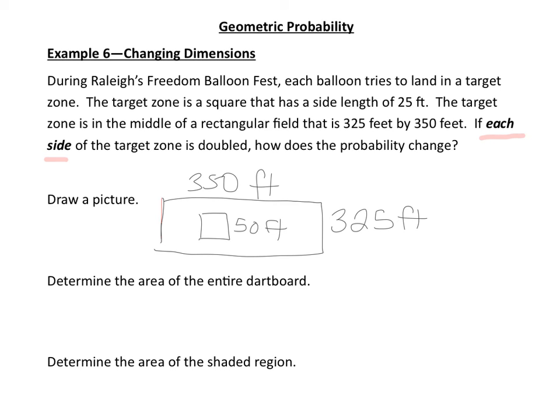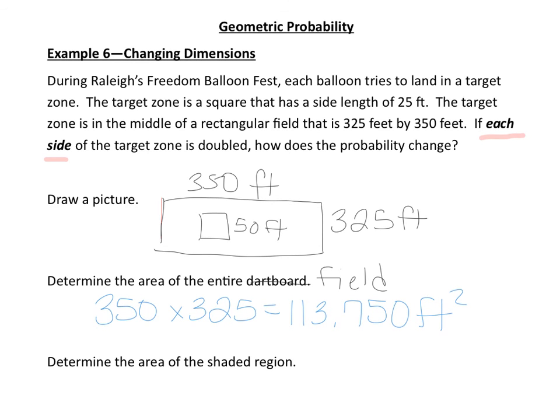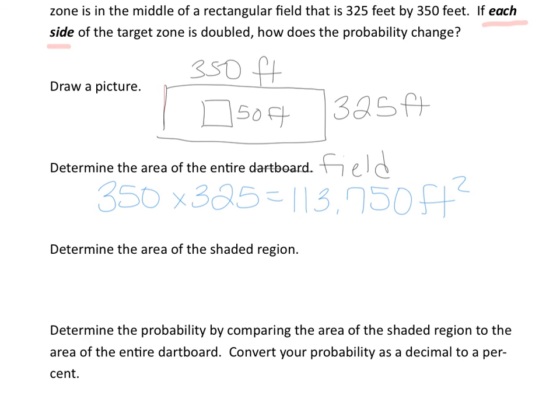So we're going to find the area of the entire dartboard, or in this case, the area of the entire field. And the field has not changed, so we still have that 350 times 325 will equal 113,750 feet squared. And we're asked to determine the area of the shaded region, or in this case, the area of the target. So that's going to be 50 times 50, which is going to give us 2,500 square feet.